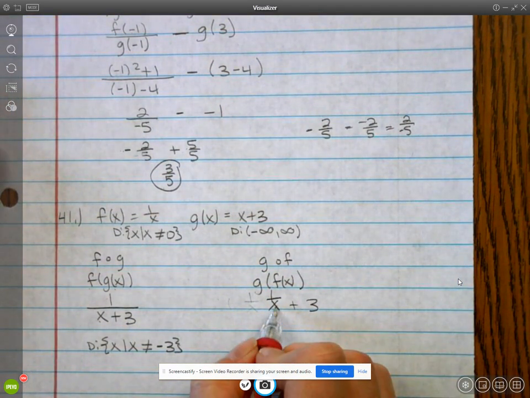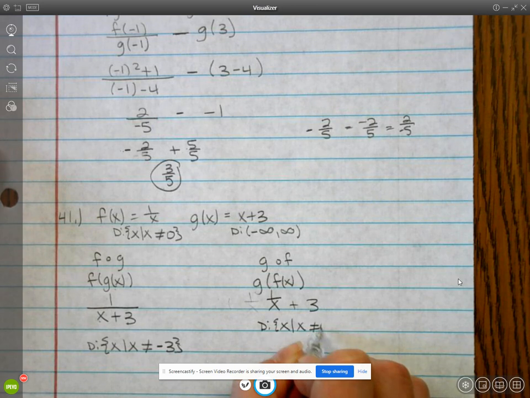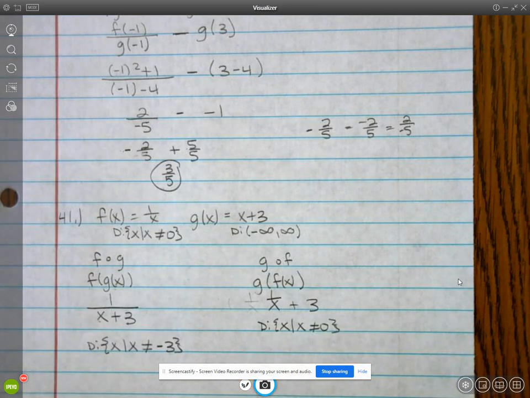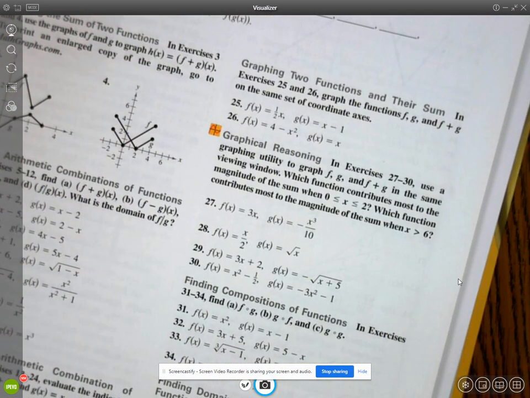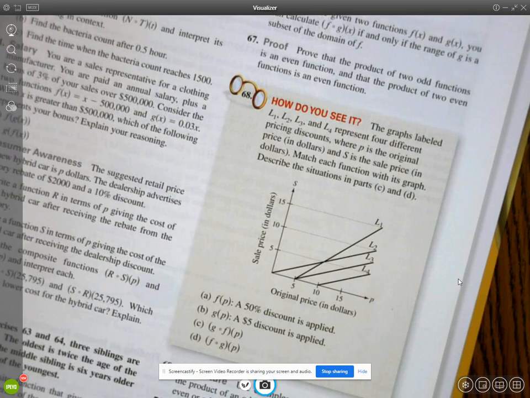That's your function. And then again, you have a variable in the denominator, so you have to put the domain restriction in there. And in this case, it's just that it can't be 0. All right, so for 43 and 45, you're looking at those graphs. So let me see if I can get it to where you can see those in the book.